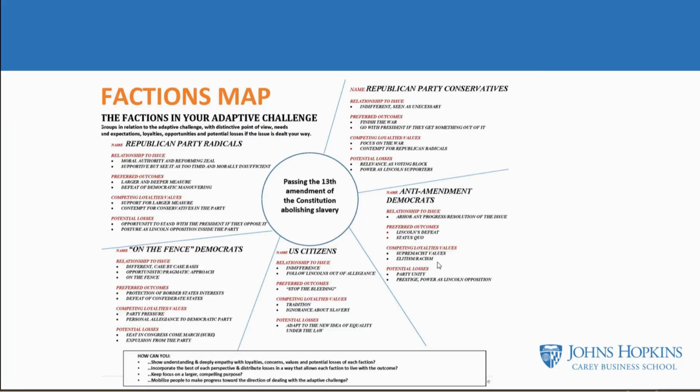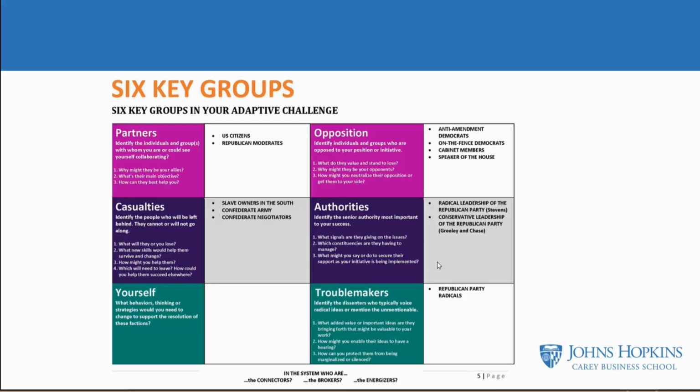We have, of course, different groups: the Republican Party radicals, the Republican Party conservatives, the two that you have seen Lincoln working with Stevens first, and then with another group of people earlier. In those cases, those are all factions that have a relationship to the issue, a preferred outcome, a competing value, and, of course, a potential loss. Those 6 different groups, through this map, give you a sense of what is possible to advance the issue.